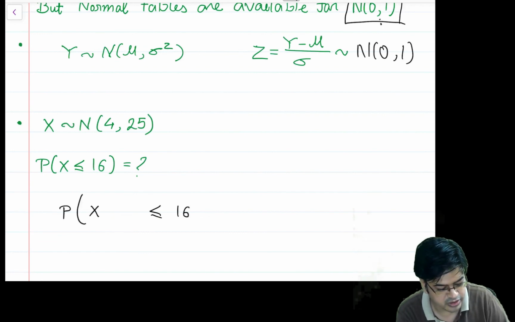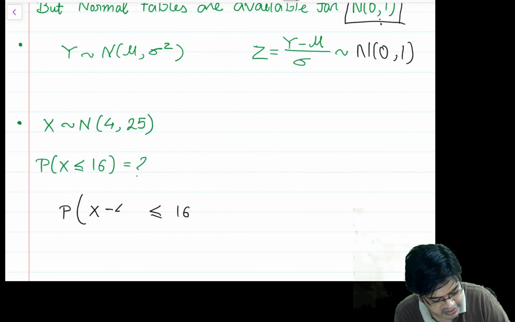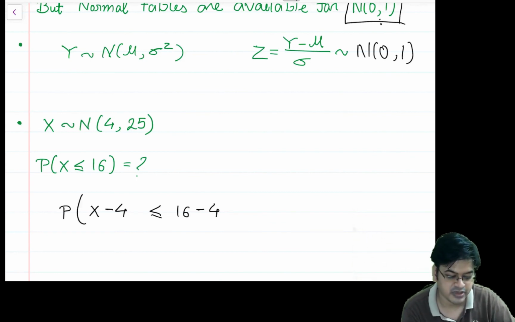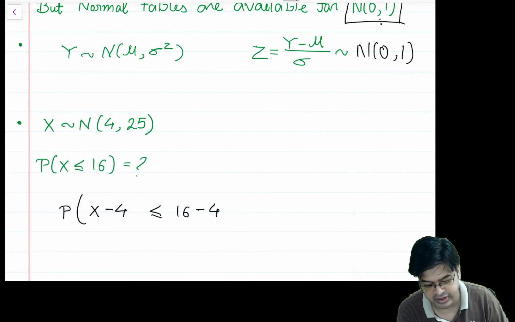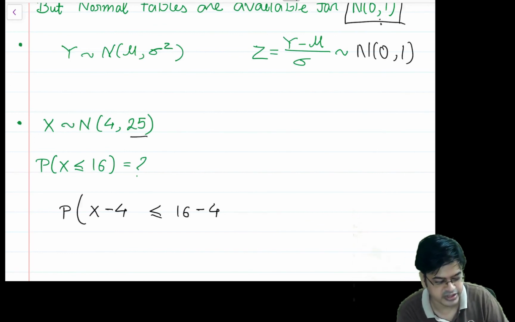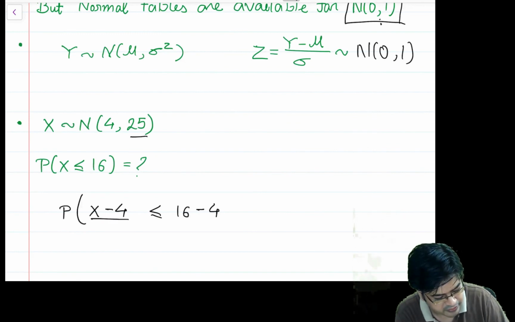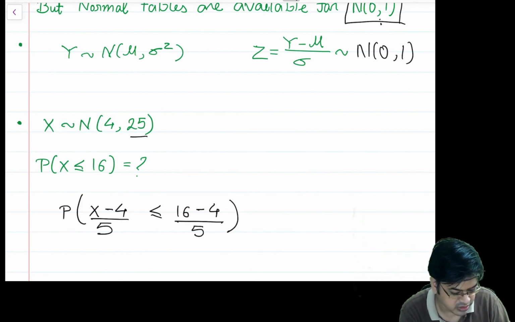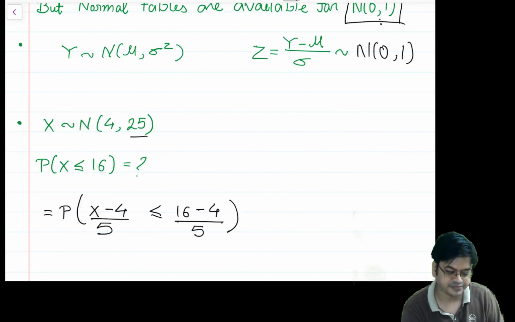So what is mu here? 4. So I will write x minus 4. Here if I am subtracting 4, on the other side also I will subtract 4. Here I will divide by sigma. Here sigma square is given, which is 25. So I will divide by 5, which is sigma, on both sides. Right? So these two are actually same.